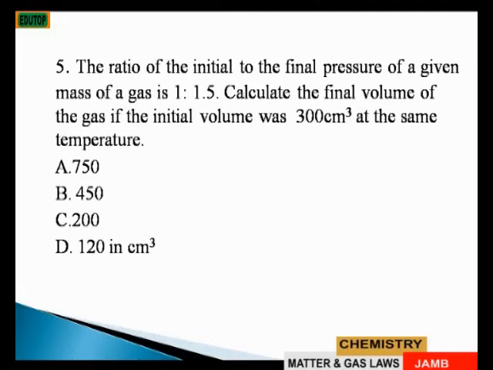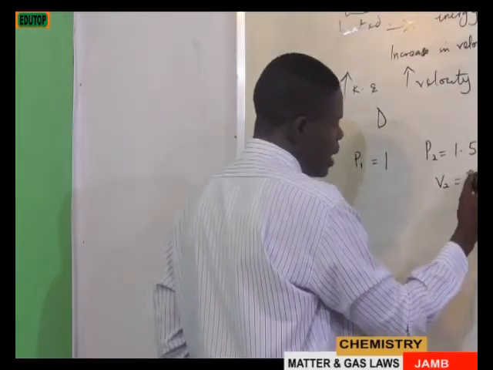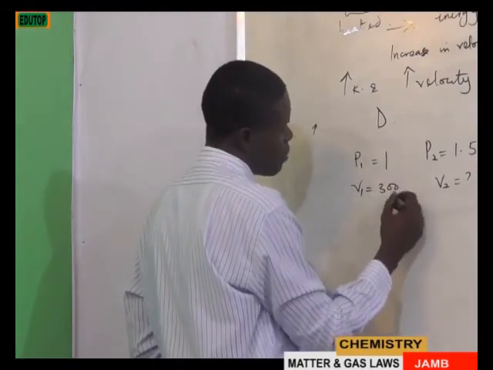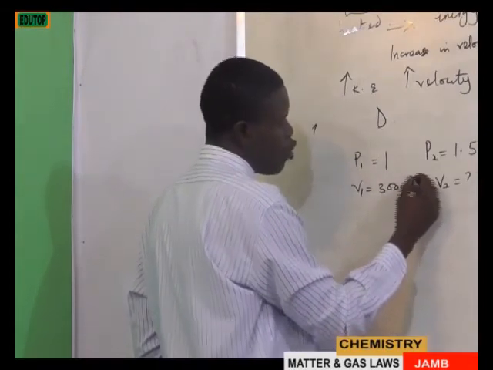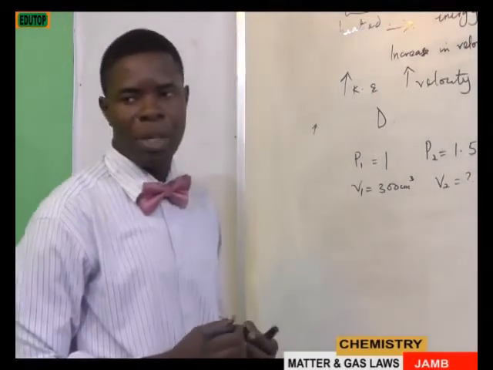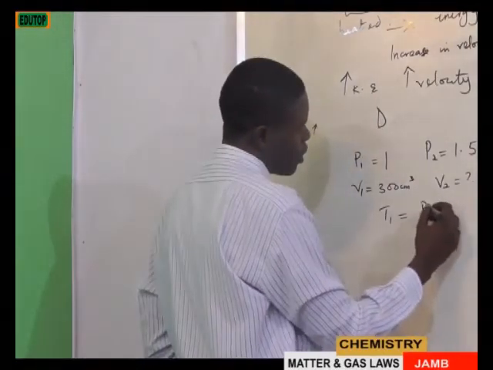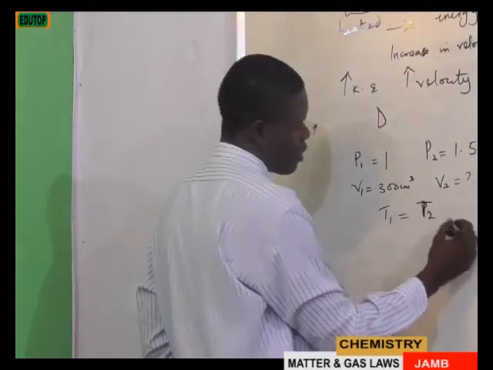at the same temperature. So the question is asking us to calculate the final volume. What's final volume? That's V2. When the initial volume is 300 centimeter cube at the same temperature. That means the temperature T1 is equal to T2. That's the meaning of at the same temperature.